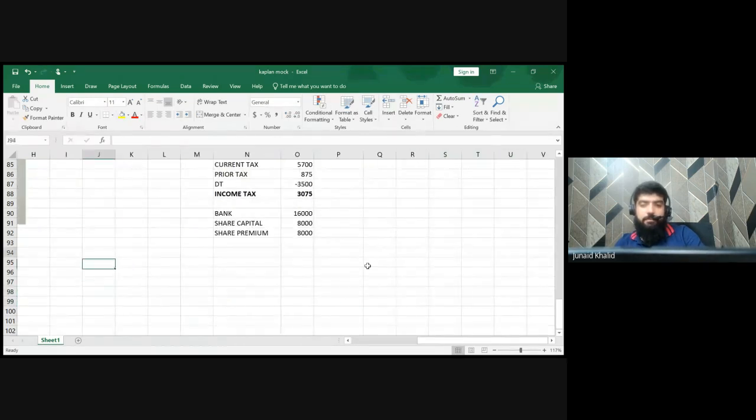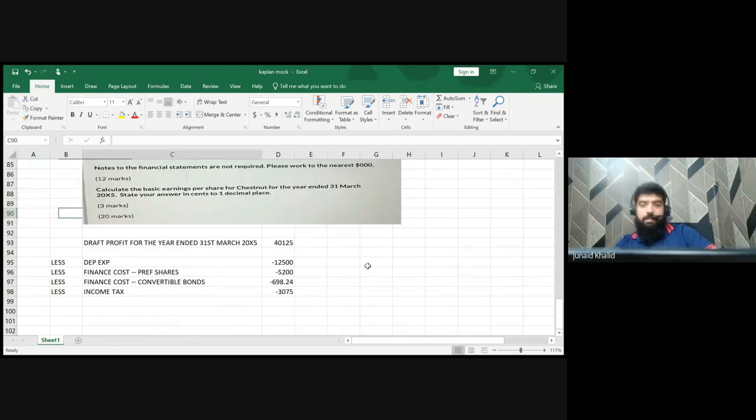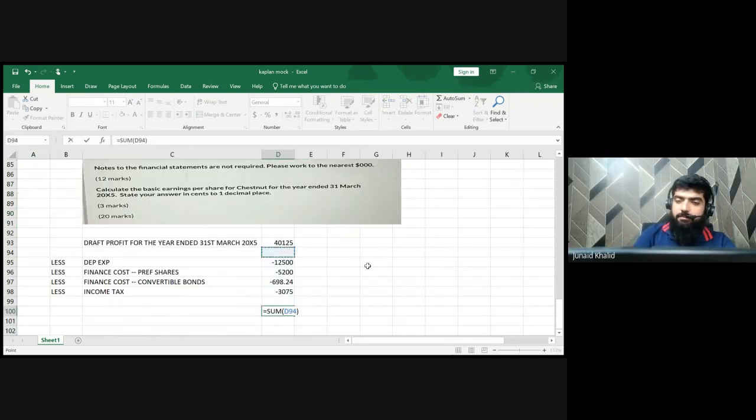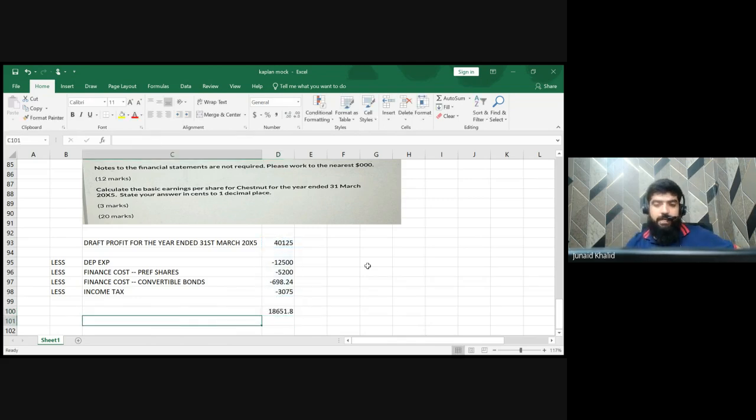We have another adjustment that is related to the full market price shares, but this will not impact the P&L or the income statement, right? Right. Okay, now let's calculate the adjusted profit. The adjusted profit that we have calculated is 18651. Adjusted net profit.